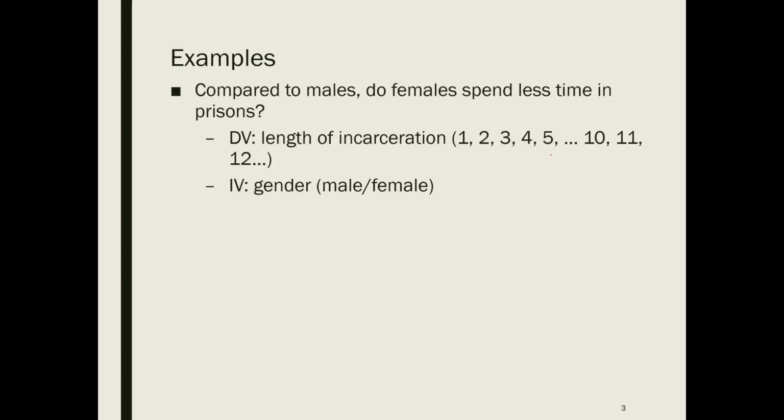The example here, you have seen this example a couple of times, right? Compared to males, do females spend less time in prison? The dependent variable is length of incarceration measured by year: 1, 2, 3, 4, 5 years. The independent variable is gender measured by male and female. So the dependent variable is continuous and the independent variable is categorical. The proper test is the t-test because the independent variable only has 2 categories.